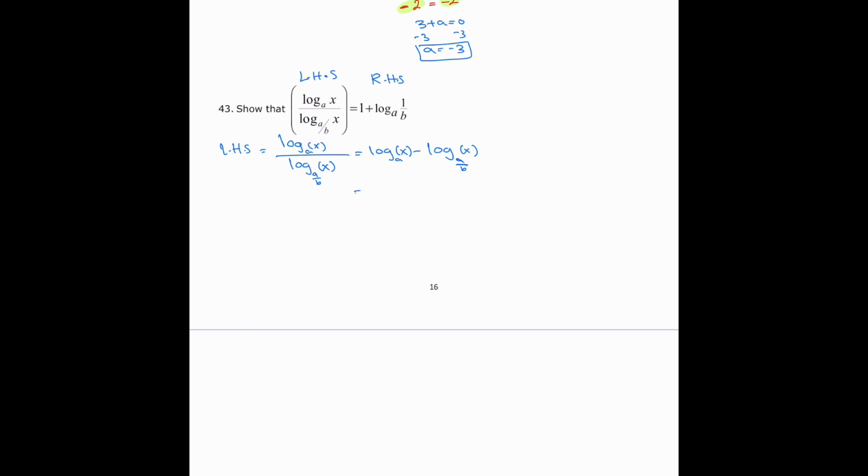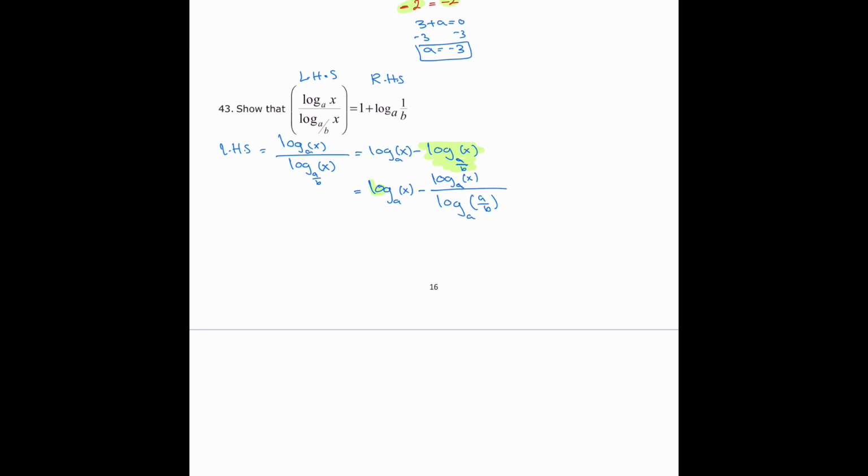Now, I would like to work on this expression, and I noticed that there is a base in this case, which means I can basically use the change of base formula to change that into a division of logs. So log base a of x remains the same, and I can rewrite this as log base a of x, I'm using base a here, over log base a of a over b.